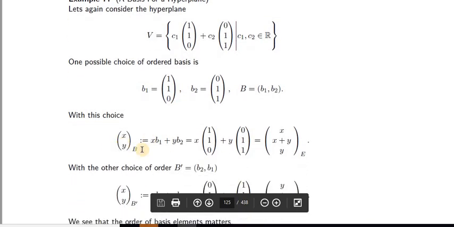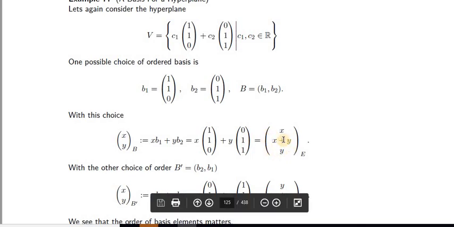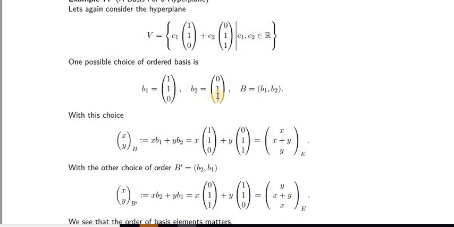The vector (x, y) in this basis represents x times b1 plus y times b2, which in the standard three-dimensional representation looks like this. You can see 1 times b1 plus 1 times b2 would just be equal to (1, 2, 1). And that agrees with this representation here.